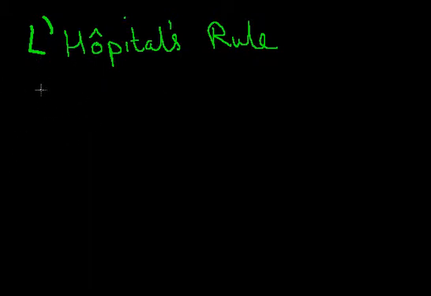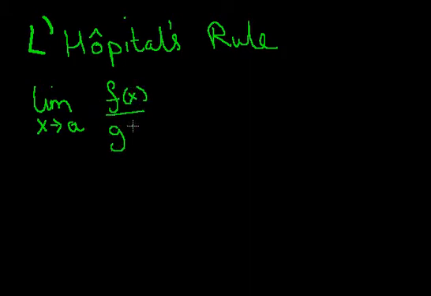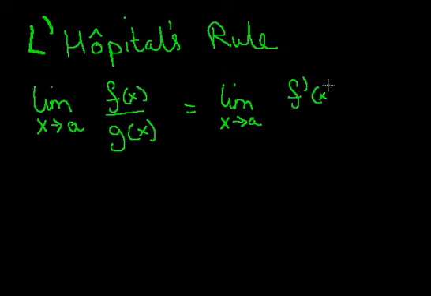So L'Hopital's rule says that if you have the limit as x approaches something, let's call it a, of one function, let's call that f of x, over another function, let's call that g of x, this limit is exactly the same as the limit as x approaches a of f prime of x over g prime of x.